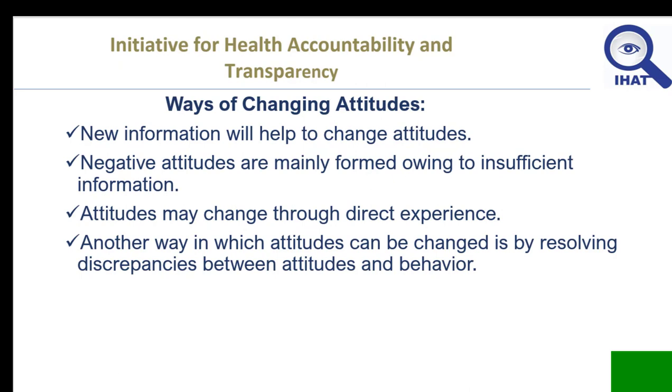Now, what are the ways of changing attitudes? Information is very important. New information will help to change attitudes. Negative attitudes are mainly formed owing to insufficient information. Attitude may change through direct experience. Another way in which attitudes can be changed is by resolving discrepancies between attitudes and behavior.